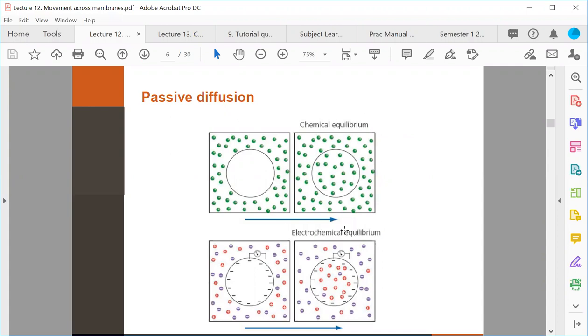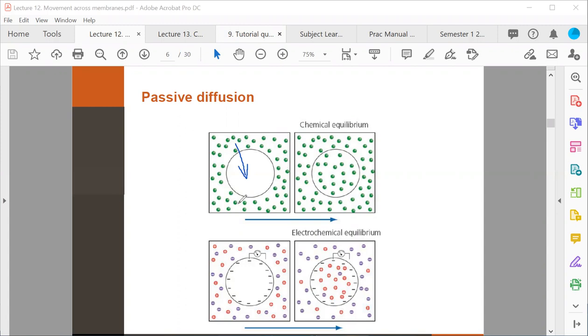So in this top panel here, we're just looking at diffusion as a result of a concentration gradient. Let's imagine that this is a cell, and here are the solute particles outside the cell. So high concentration here, low concentration inside the cell. So the direction of movement, as we've said, when it comes to passive diffusion, is from high to low concentration.